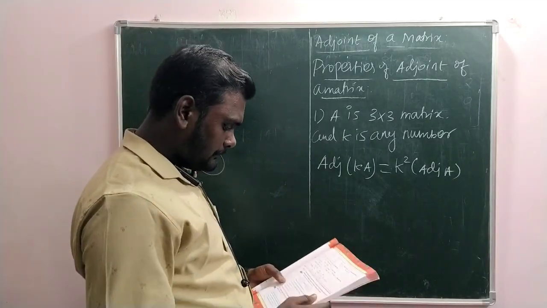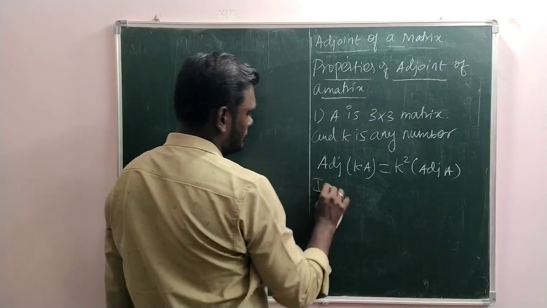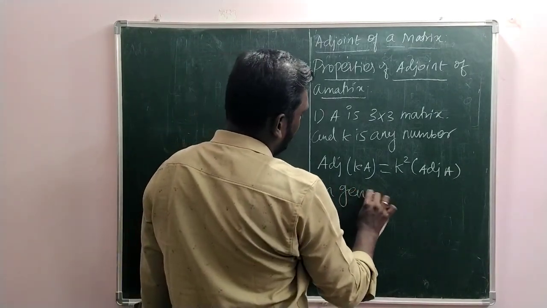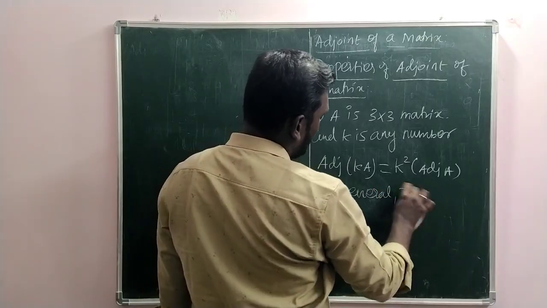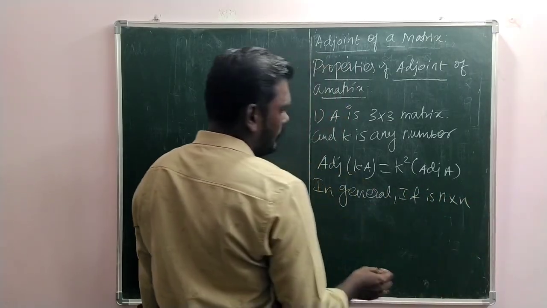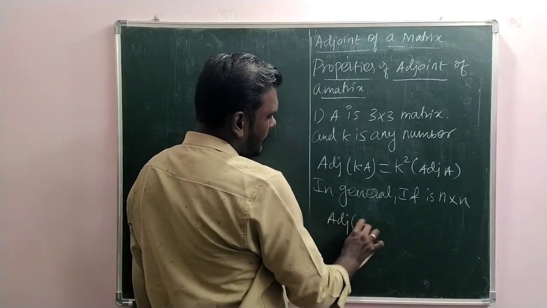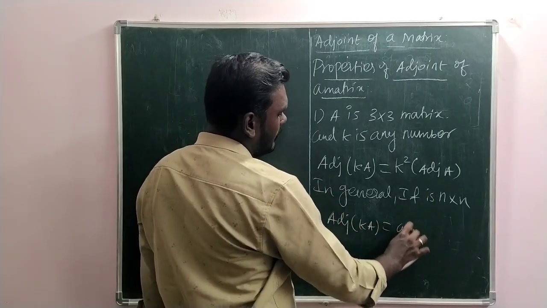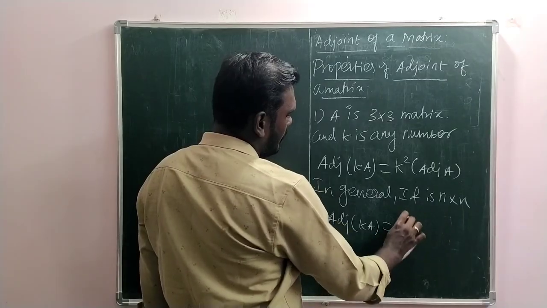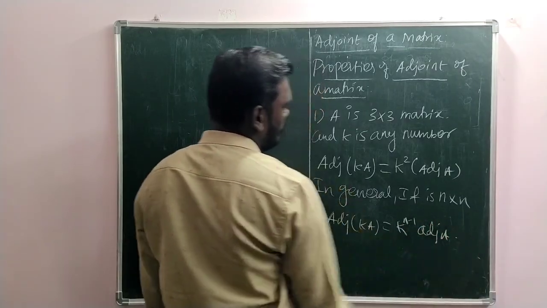And the next one. In general, the same property in general. If A is of order n by n, then the adjoint of KA will be equal to K power n minus 1 into adjoint of A.